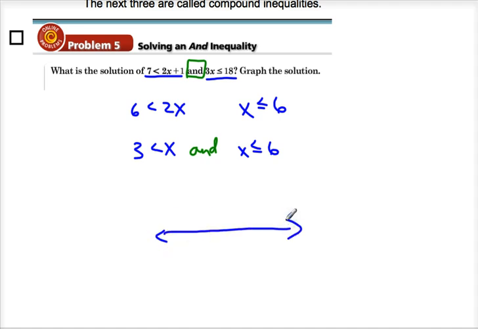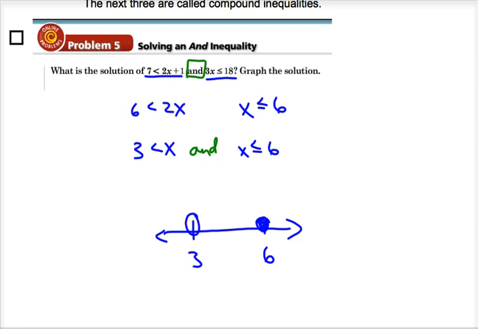Number I want, so now I have 2 boundaries. I have 3 and I have 6. What kind of circles am I going to deal with here? Well, with the 3 it can't equal, so it's going to be an open circle. And with the 6 it can equal, so it's going to be a closed circle. And these ones that say "and," what that implies is you're always going to be shading in between. Okay? You're finding numbers that work for both.